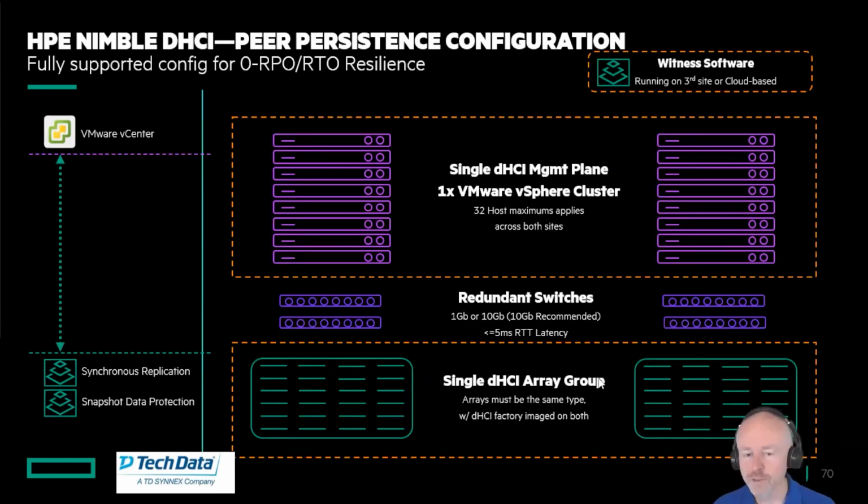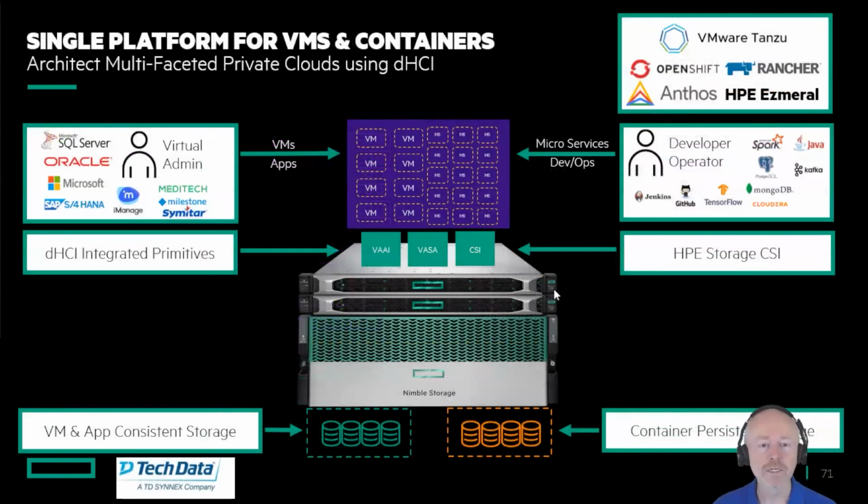Also, if you have customers with two data centers, synchronous replication, which is what we call Peer Persistence, yep, we can do it as well. So it is supported to have two dHCI stacks, one management plane, one management cluster. At that moment, there is that witness software, of course, the tiebreaker between the two. But yes, with dHCI as well, it is supported to have Peer Persistence with sync replication for high availability, for really zero RPO and RTO.